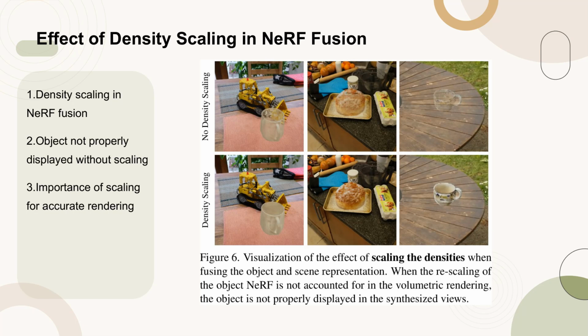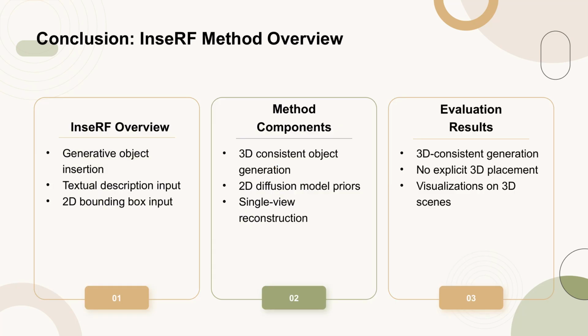In this study, the authors introduced InseRF, a method designed for generative object insertion in 3D scenes. The method requires a textual description of the desired object and a 2D bounding box in a single reference viewpoint of the scene. InseRF generates objects in a 3D consistent manner by leveraging the priors of 2D diffusion models and single-view object reconstruction methods. The proposed method successfully integrates these components for in-scene object generation.